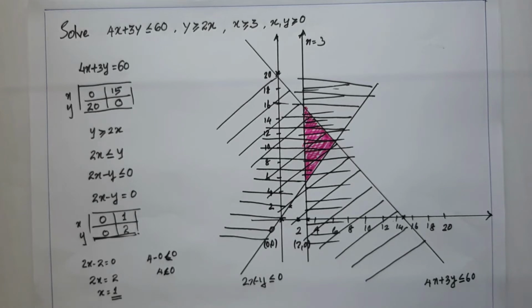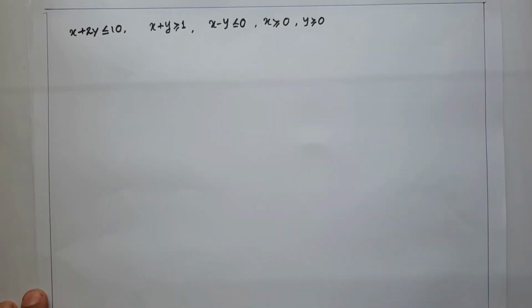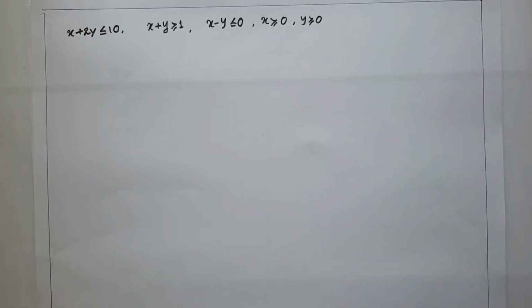Okay, that's all. Now discuss one more question similar to this type of problem. The next question is x plus 2y less than or equal to 10, x plus y greater than or equal to 1, x minus y less than or equal to 0, x greater than 0 and y greater than or equal to 0.